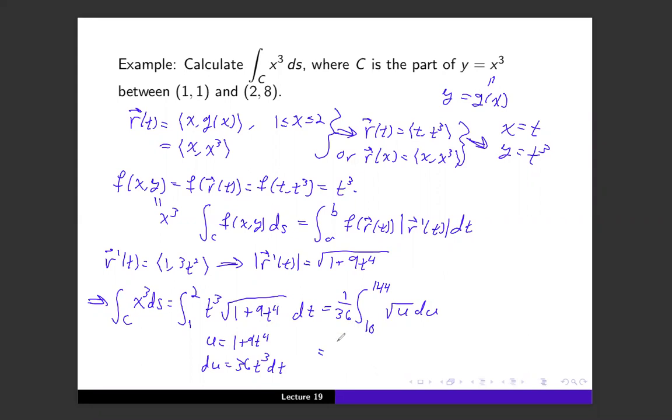So that is going to become 1 over 36 times 2/3 u to the 3 halves from 10 to 144. Or in other words, 18. So it's going to be 1 over 54 times, I'm just going to write this as 12 cubed minus 10 to the 3 halves.